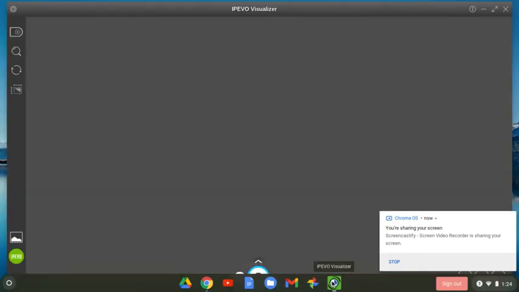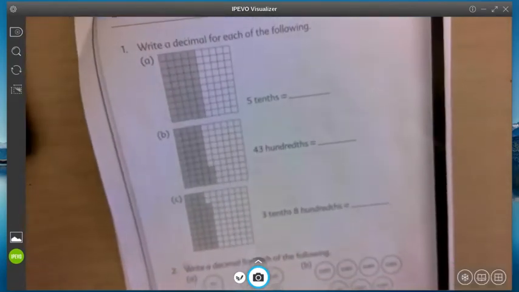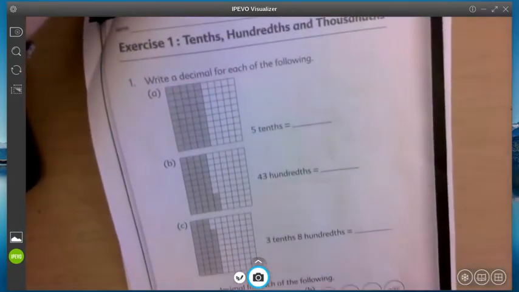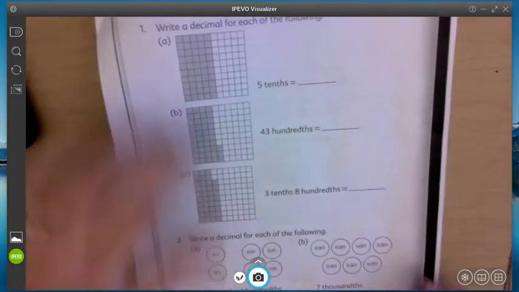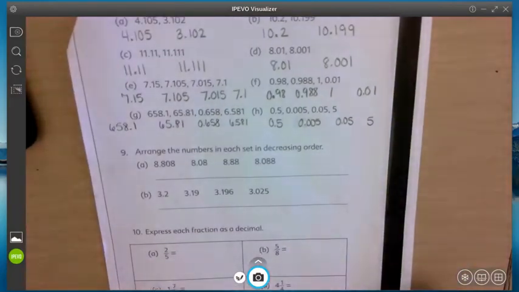Hey boys and girls, I'm going to make a video of last night's homework because a couple of you had a little bit of a struggle with it. This first page we did together and it was fine, but it was these couple of pages that I want to go over with you.